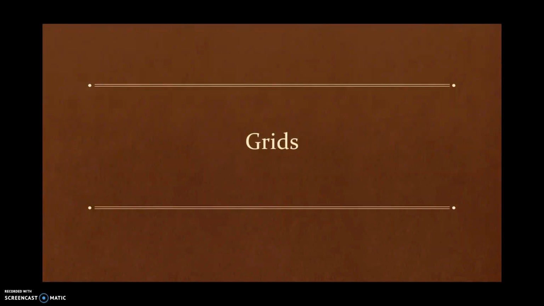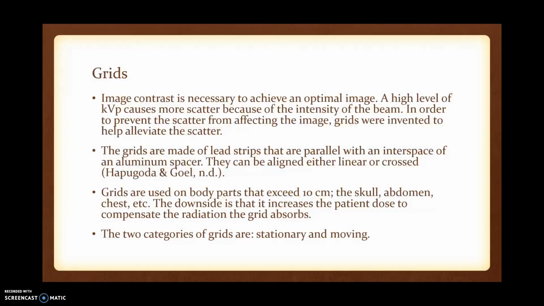Now grids. You know how I mentioned earlier that some images can produce noise? Well, that can be due to the high intensity of the beam, aka KVP. So grids help alleviate some of that because there are lead strips in front of the image receptor that are going to catch the weak photons before they reach the body. So that way they can't be attenuated.